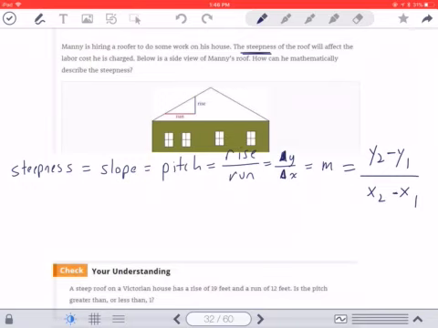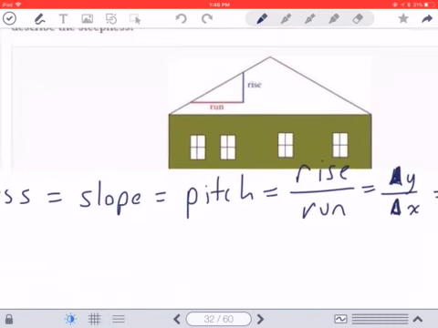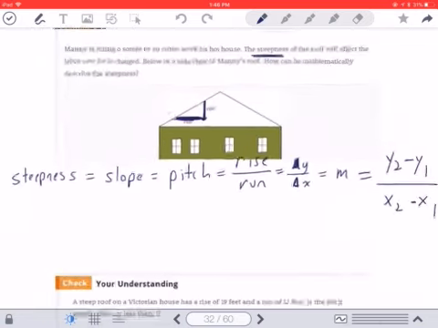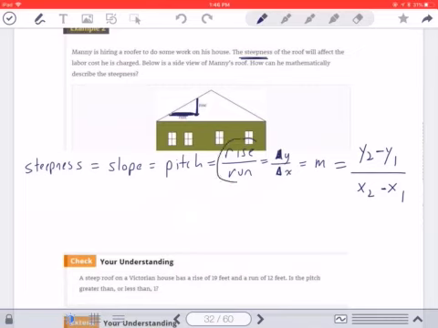Okay? So it says, how can he mathematically describe the steepness? Well, he would need to do some measuring. So he could measure this run right here somehow and measure this rise. And if he figures out what the rise over run is, he could mathematically describe the steepness.